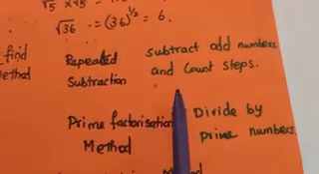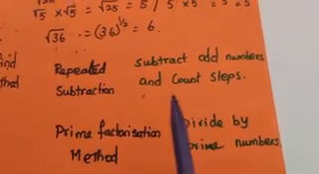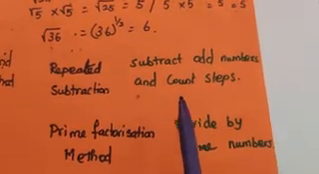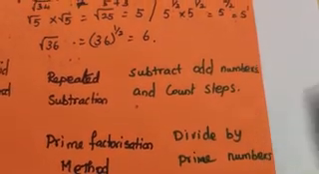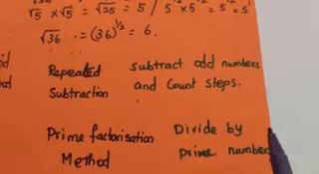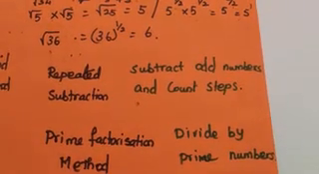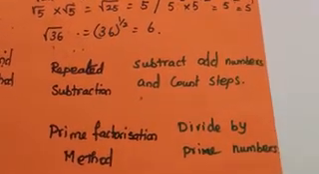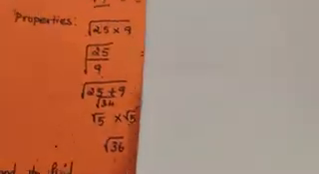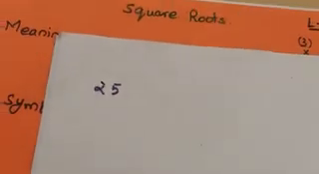Repeated subtraction means subtract the odd numbers from the given number, and where you get 0, you count the steps, and we will find the square root of that number. Easily we can find it. For example, suppose 25 is the number. Okay children, now we have to find the square root of this number.